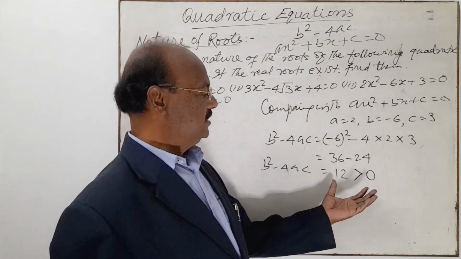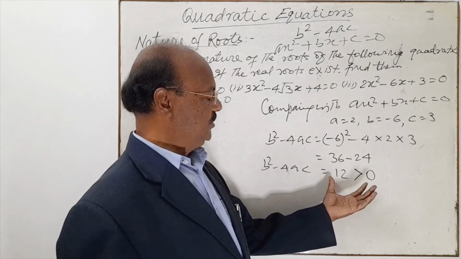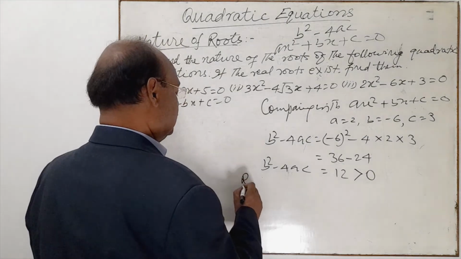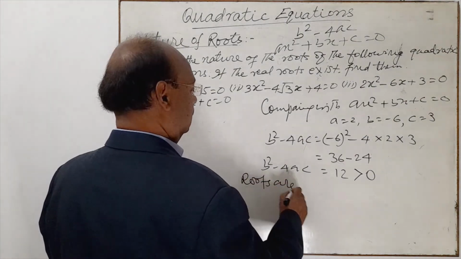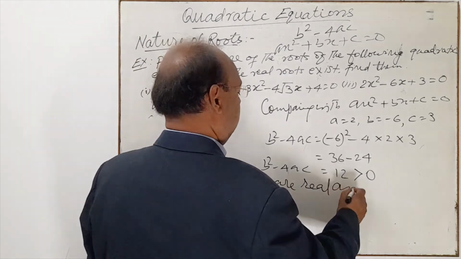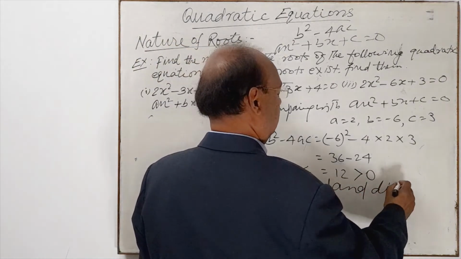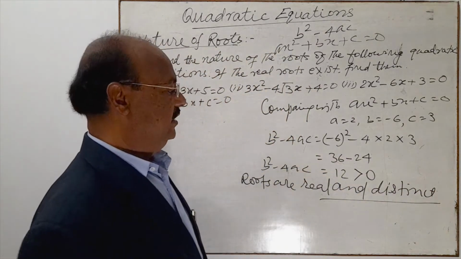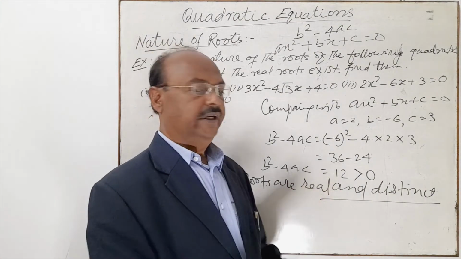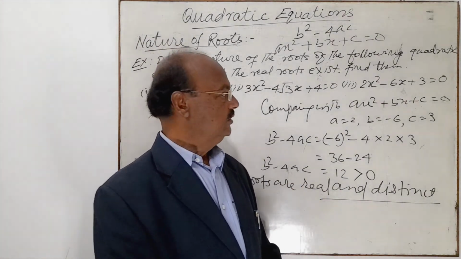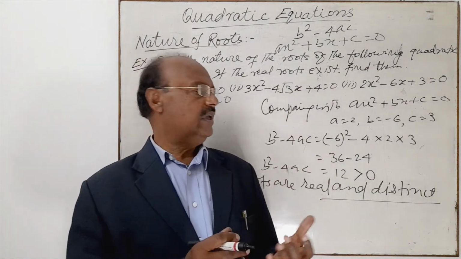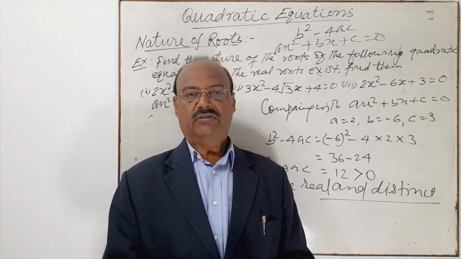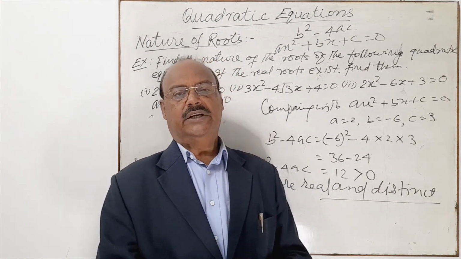So we have already discussed the condition that when discriminant is greater than 0, roots are real and distinct, means unequal. So in this way we can decide about the nature of roots. Correct? So these questions are very basic questions, very simple questions. So in the next video we'll see how to evaluate and how to decide nature of roots.